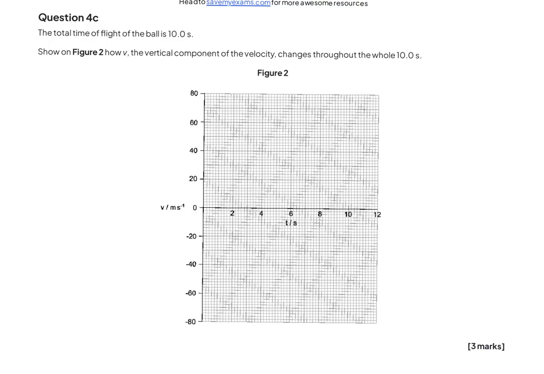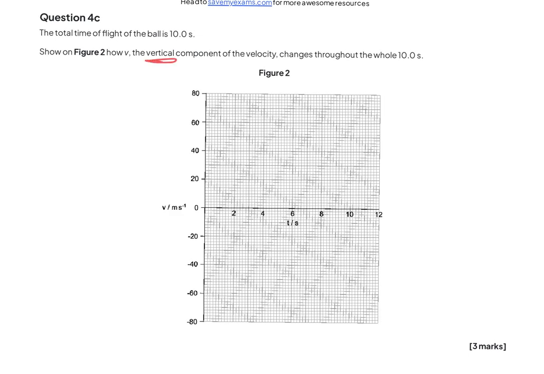Question 4C. The total time of flight of the ball is 10 seconds. Show how the vertical component, so that's when it's going up and down, not across, changes throughout the whole 10 seconds. I'm just going to do a dot at 10 seconds to show that's where our graph's going to end. So we worked out earlier its initial velocity was 25.7. So we're going to do it 25.7, about there. A little cross because that's where we're going to start our graph.